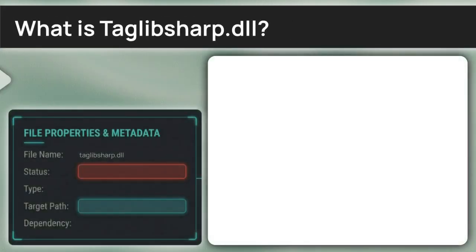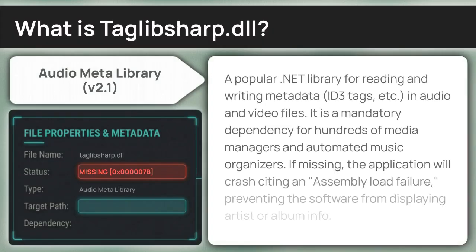This is the Taglibsharp module, a popular .NET library for reading and writing metadata, ID3 tags, etc., in audio and video files. It is a mandatory dependency for hundreds of media managers and automated music organizers. If missing, the application will crash, citing an assembly load failure, preventing the software from displaying artist or album info.